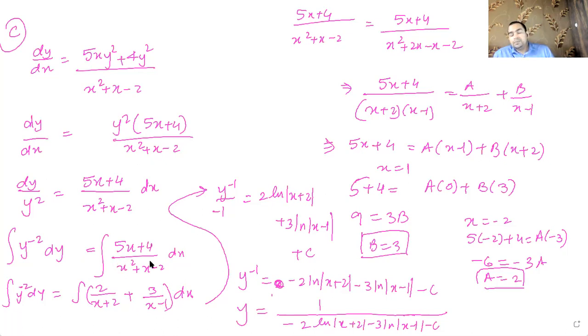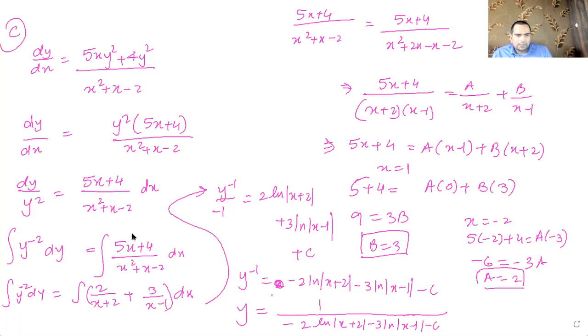So what I do is 5x plus 4 over x squared plus x minus 2. First, I factor out the denominator, which comes out to be x plus 2 and x minus 1. Express this as a partial fraction. So it'll be a over x plus 2, b over x minus 1, assuming that you have the knowledge of partial fractions, and solve for a and b. If I solve for a and b by plugging x as 1, and then x as negative 2, you get the values of a and b to be 2 and 3. So plug a as 2 and b as 3.